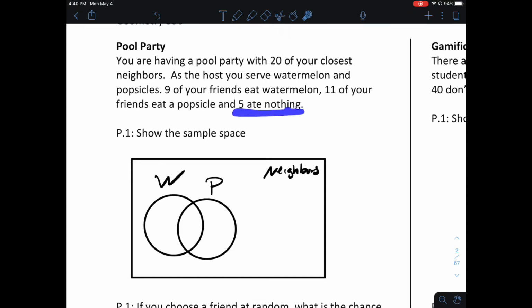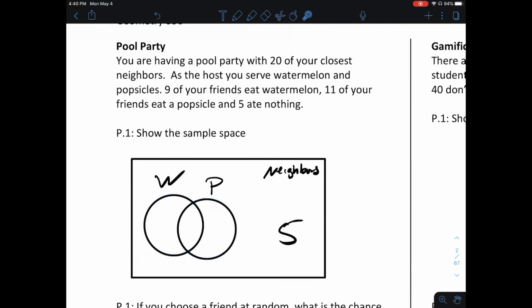So the ate nothing is where we're going to start with this, because we don't know what the overlap is like we did for the past problems. 5 ate nothing, that means they are neighbors, but they didn't have popsicle or watermelon. So we have 20 people total. We've used 5 of them. There are 15 people total that have to fit into these circles.